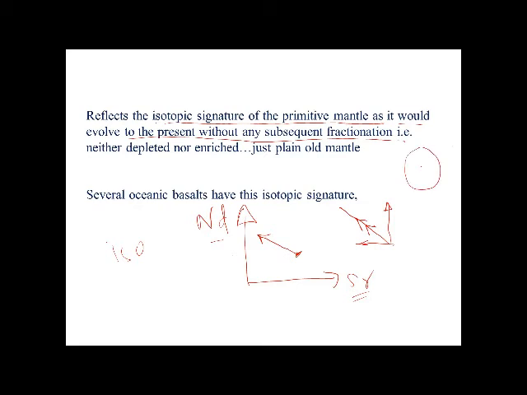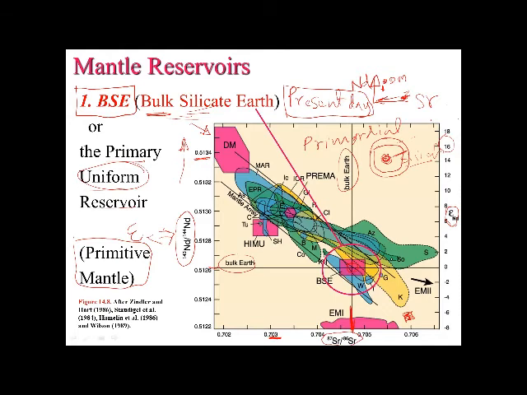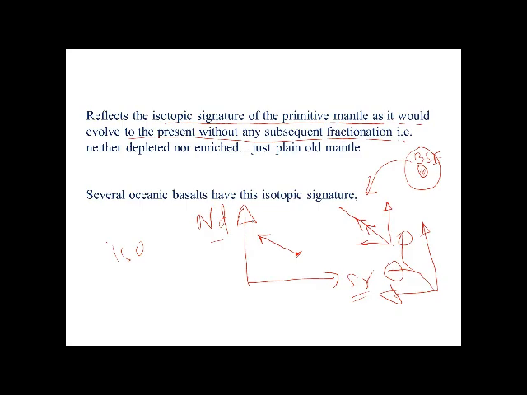So if the BSE was there as it is without any disturbance, it will evolve like this. But now what has happened is it has been disturbed by various processes, right? So this BSE evolution has deviated in different directions. That's why we have different reservoirs in different regions in the mantle. So you can see different reservoirs here, which indicates this evolution has been disturbed.